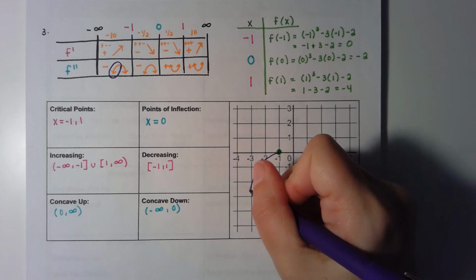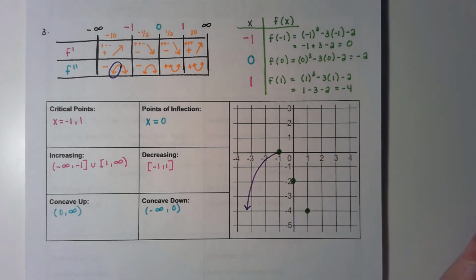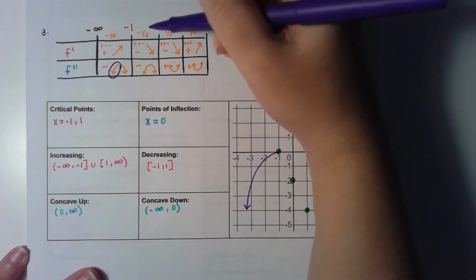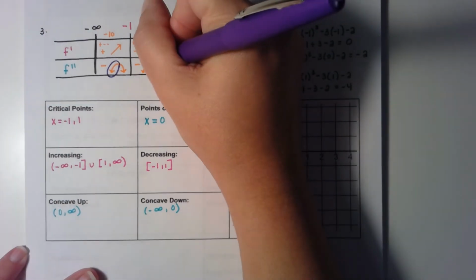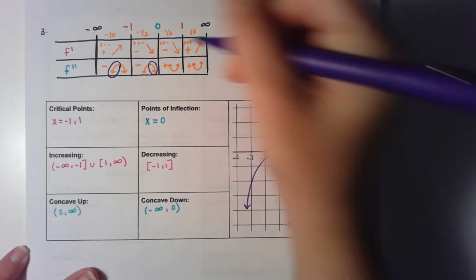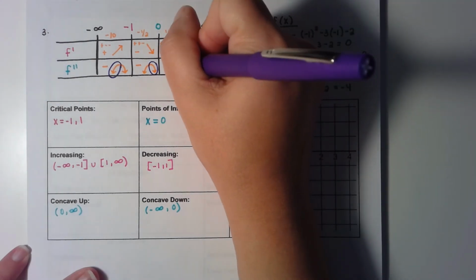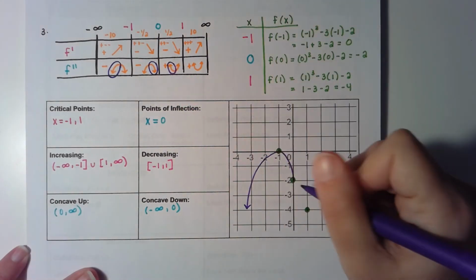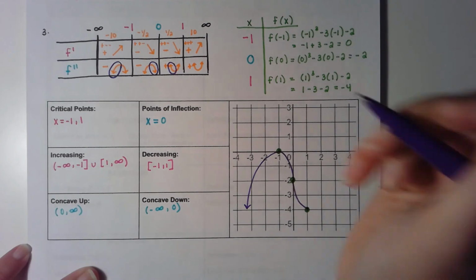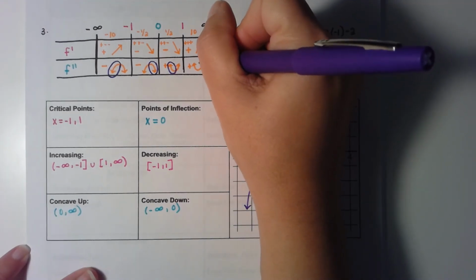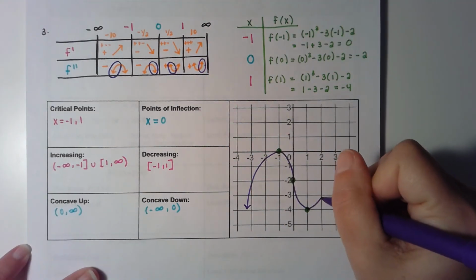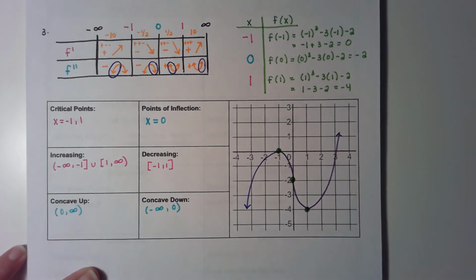So uphill but concave down looks like this. In between the negative 1 and the 0, we're supposed to be going downhill but concave down. So it's going to be this half of the curve, like this. Then I'm going to go downhill but be concave up, so like this. And last but not least, I'm going to go uphill but be concave up. So that means I'm going to go like this. And that would be your sketch of your curve.